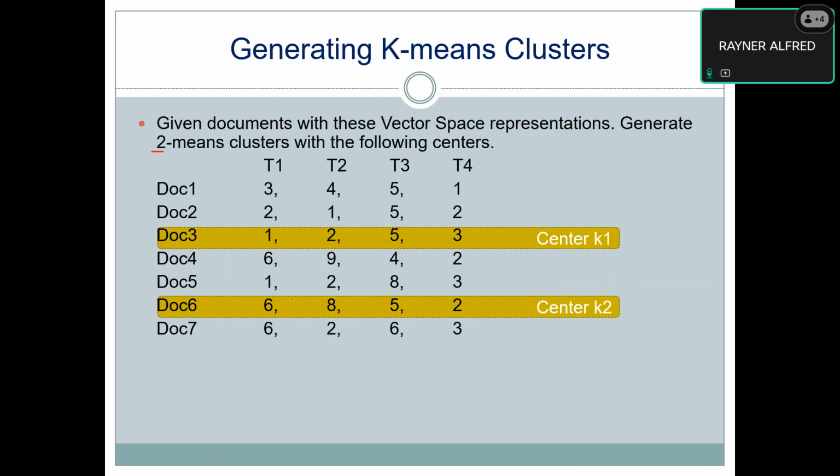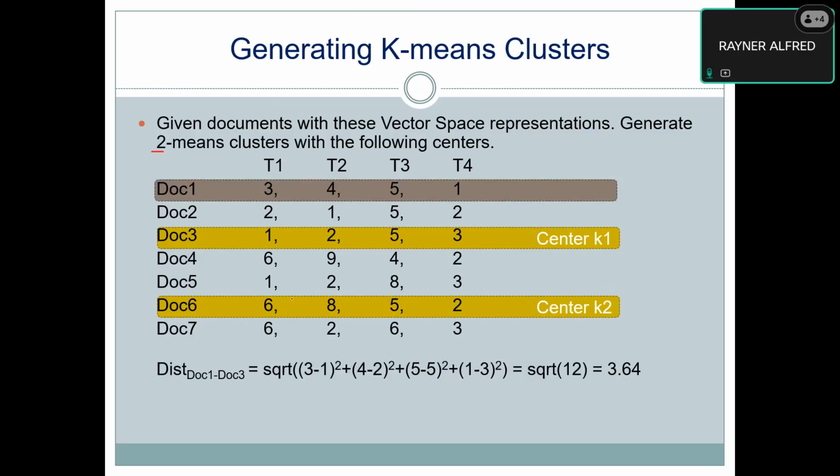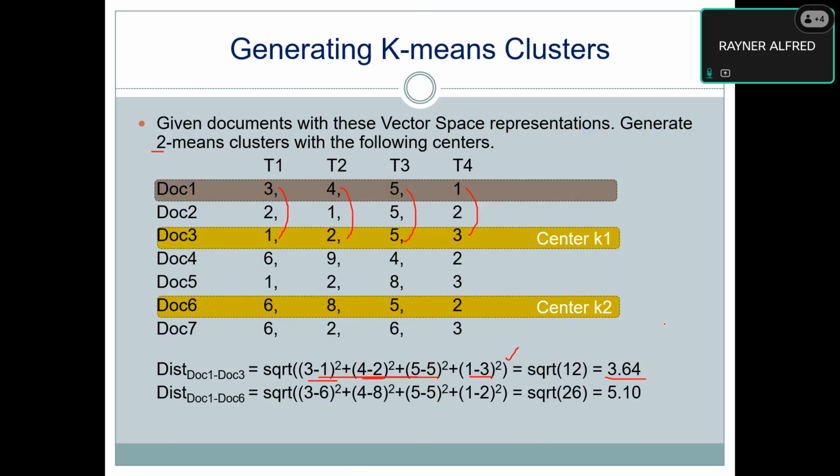So I pick my document number 1, and I want to decide whether to put it in cluster 1 or cluster 2. Before that, I need to compute the distance between D1 and D3, and then D1 and D6. This uses the Euclidean distance, where I take the square root of the summation of the squared differences. So this is 2 squared, 2 squared, 0, and 2 squared. I add up all these values and take the square root, and I get 3.64. This is the distance between D1 and D3. I repeat from D1 to D6, and the distance is 5.1.